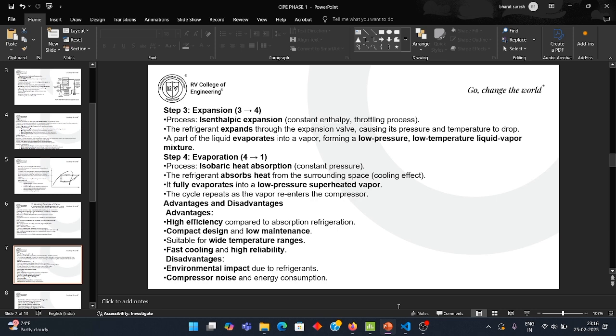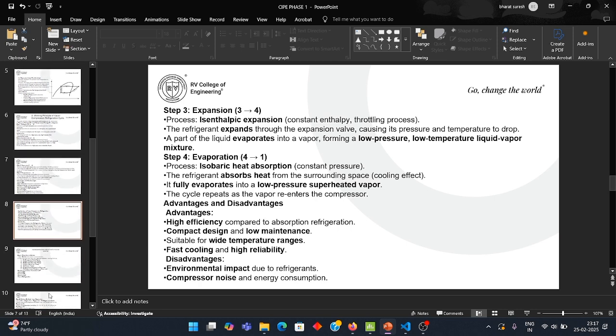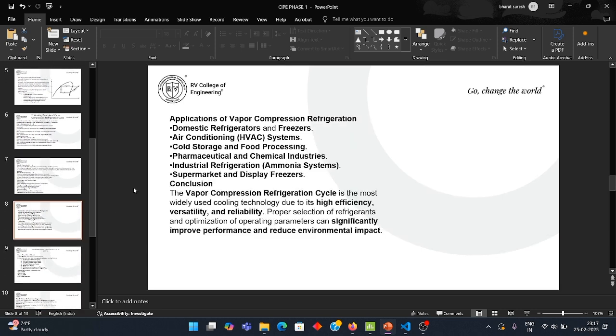The advantages and disadvantages are numerous. The advantages include high efficiency compared to absorption refrigeration, compact design, and low maintenance. It is suitable for wide temperature ranges. Fast cooling and high reliability are also good advantages of it. Disadvantages include environmental impact due to refrigerants, compressor noise, and energy consumption. The applications include domestic refrigerators and freezers, air conditioning systems, cold storage and food processing, pharmaceutical and chemical industries, industrial refrigeration, supermarket, and display freezers.